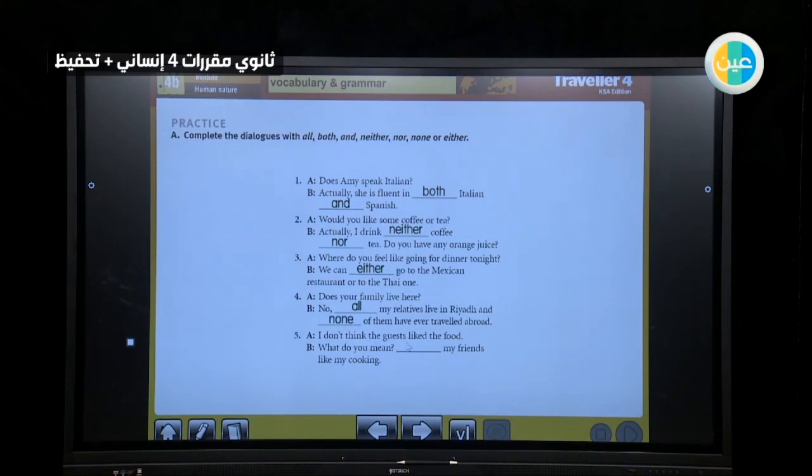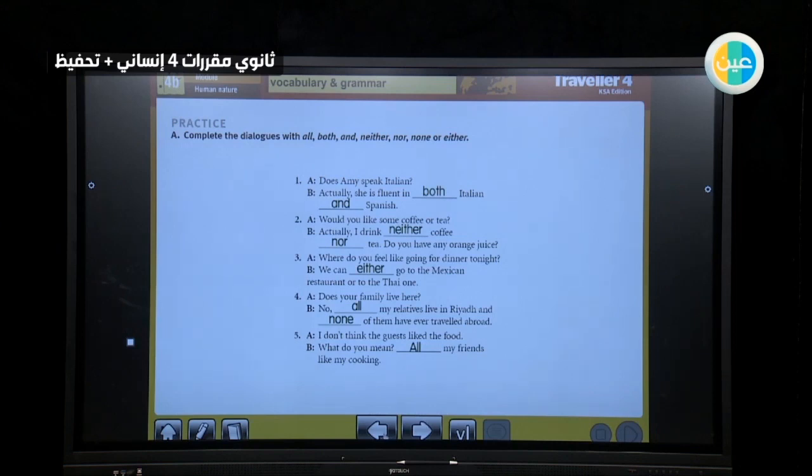I don't think the guests liked the food. What do you mean? My friends like my cooking. So my friends, more than two. We can say here, all my friends like my cooking.